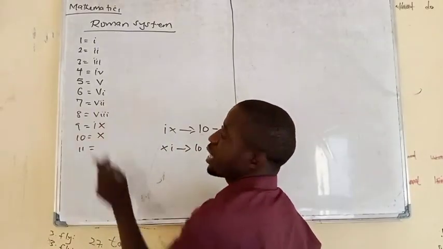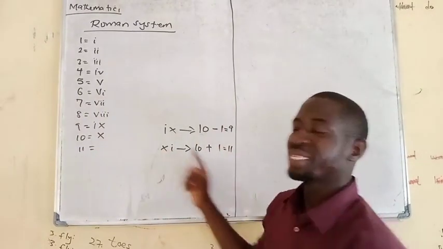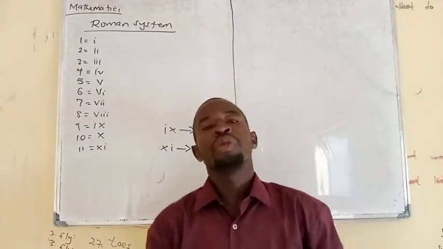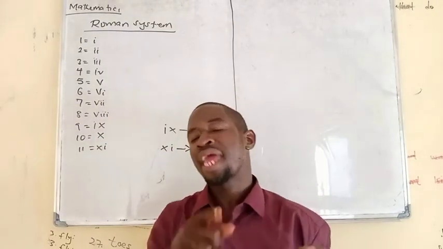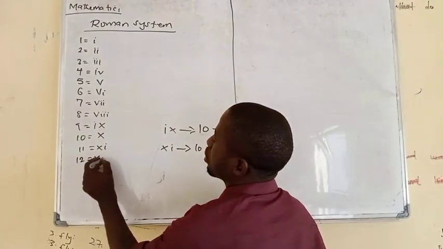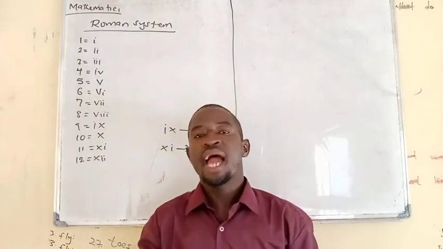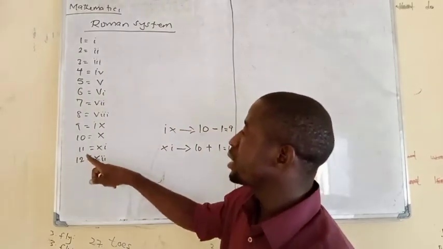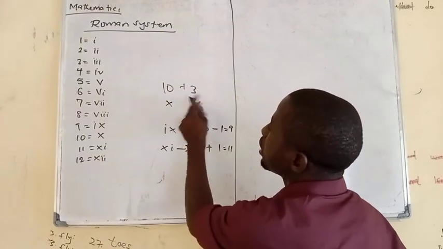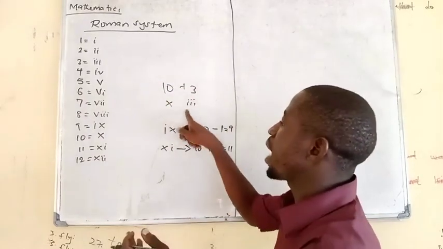Then 10 is X. Then 11 should be what? 11 is XI. So if 11 is XI, what should be 12? 12 will be XII. In this case, 13 will be XIII. 13 is just like 10 and 3, 10 plus 3. 10 is X, 3 is III. So if we match them, it will give XIII.